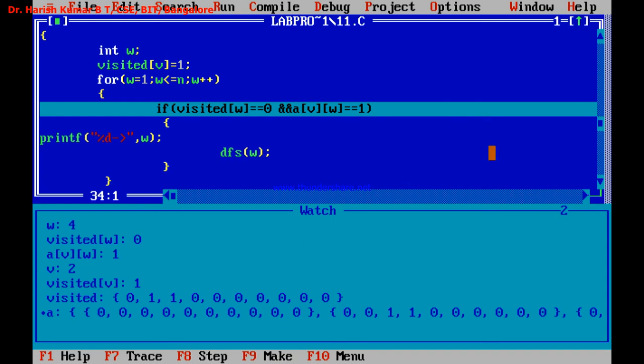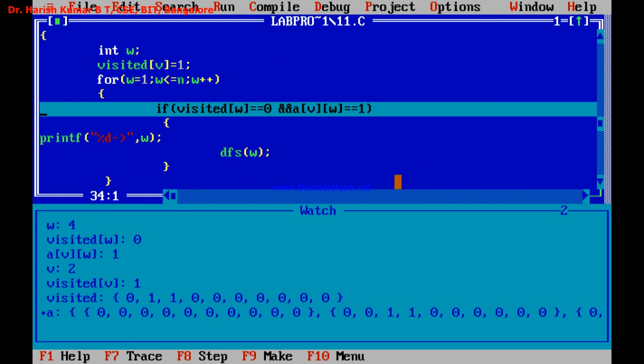Now skipped. See, W has become 4 now. That means it has not come inside. Now I am checking visited of 4 is equal to 0. Is the node 4 visited? No. What we have visited is 1 and 2 right now. And I am checking whether there exists a path from 2 to 4. So V value is still 2 and W value is 4.